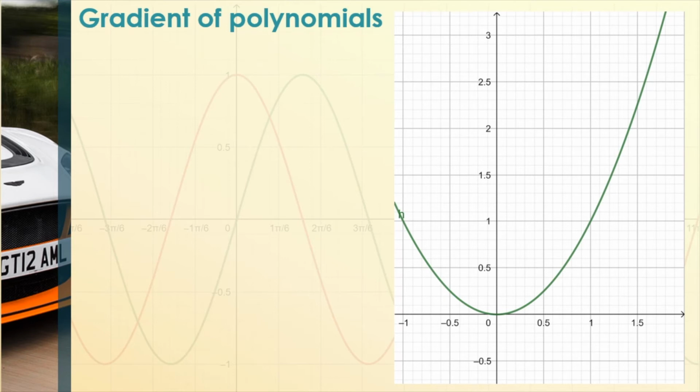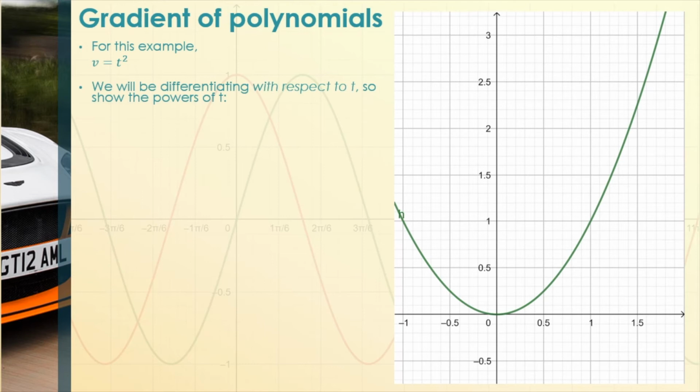The first line we're going to look at is shown on the right, which is y is equal to x squared. Or in this case, we're going to be using v is equal to t squared, where t is the horizontal and v is the vertical axis. This is to give an example of showing you how to differentiate with respect to a different variable, t. We'll be differentiating with respect to t. So therefore we're going to rewrite showing the powers of t. So we have v is equal to 1 times t squared.